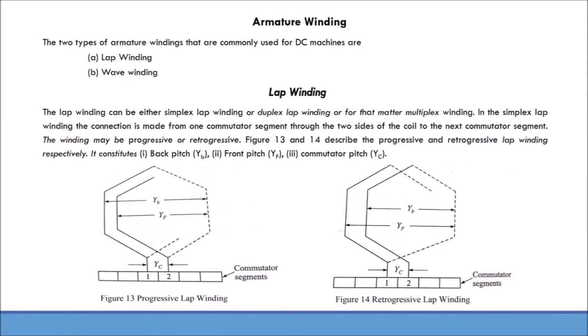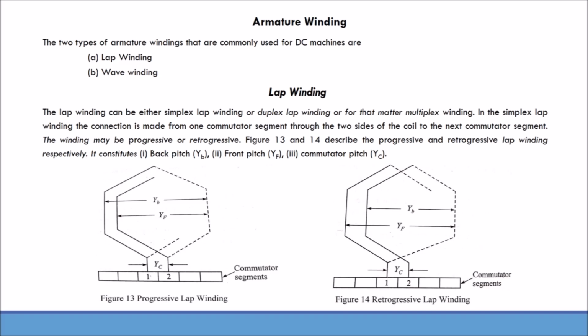Now, the armature winding. There are two types of armature winding that are commonly used for the DC machines: lap winding and wave winding. In case of lap winding, the lap winding can be either simplex lap winding or duplex lap winding, or for that matter multiplex winding.